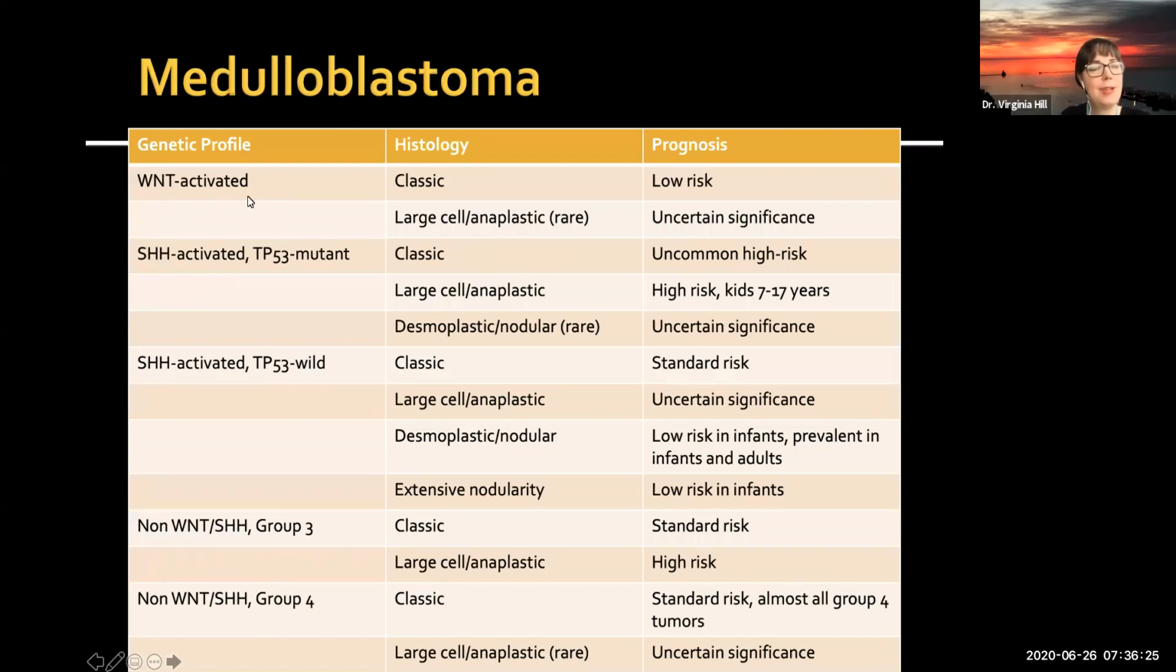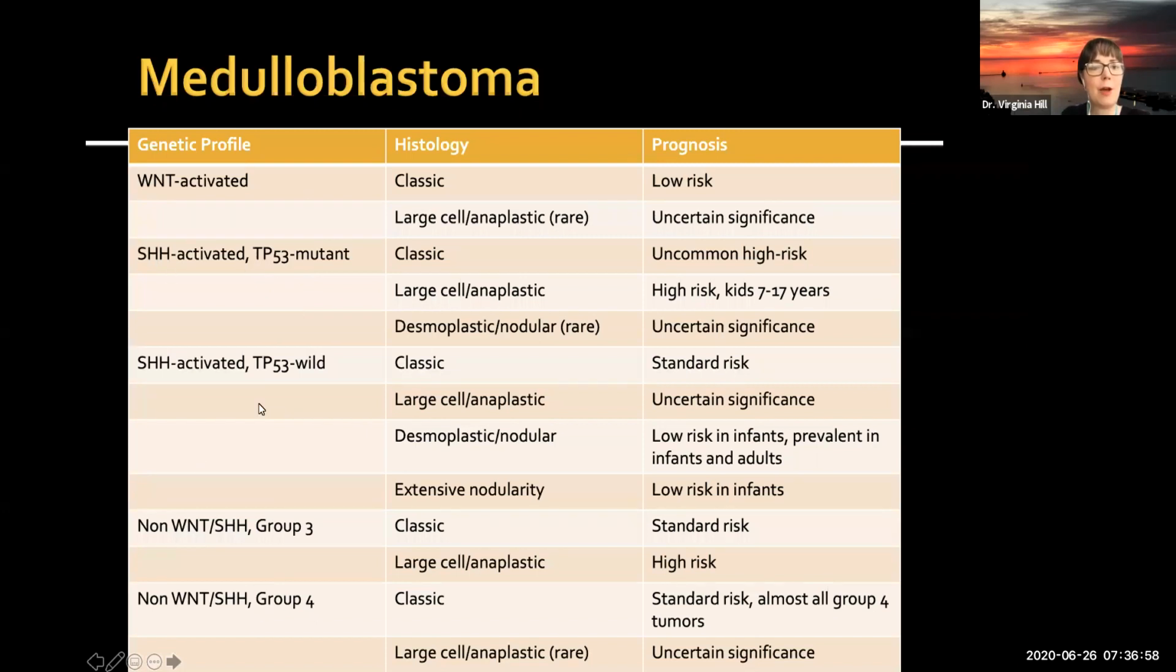WNT activated tumors really tend to be brainstem tumors. So you can see them in the brainstem or in the middle cerebellar peduncle sometimes. They are the lowest risk tumors. This is the kind you want to have if you have to have a medulloblastoma. Then there's the SHH activated or sonic hedgehog tumors, which are subclassified according to whether they have a TP53 mutation or not, with a higher risk if they do have the mutation. These tend to be more lateral cerebellar tumors, but not always.